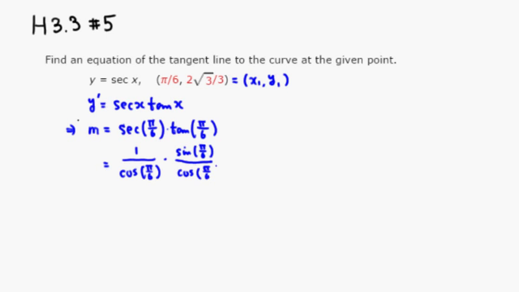So what you get is, I'm going to go down here, 1 over cosine of pi over 6, which is square root of 3 over 2. And the sine of pi over 6 is 1/2, and the cosine of pi over 6 is square root of 3 over 2. Then we'll get this.